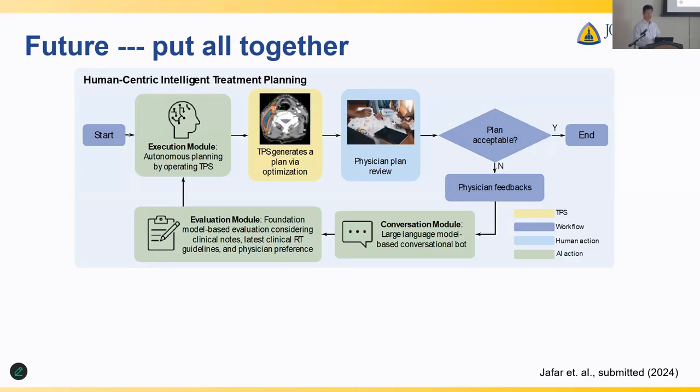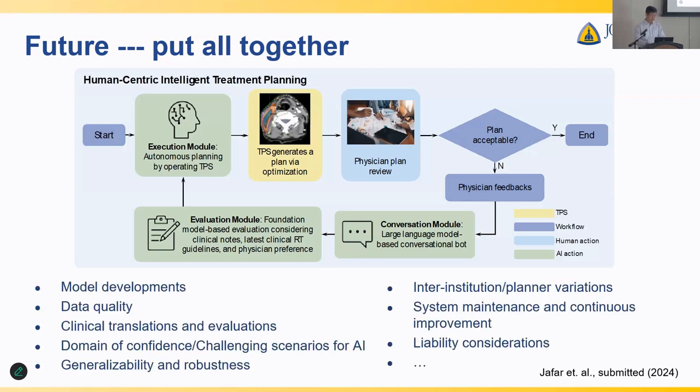And of course, this is just the beginning of, to me, a very exciting journey, just the beginning work. But there are a lot of works to be done. For example, we have to develop a model considering data quality, clinical translation, evaluation, generalizability, interinstitutional variations, and of course, down the road, system maintenance, and last but not least, the liability. If something goes wrong by AI, who is liable for that?